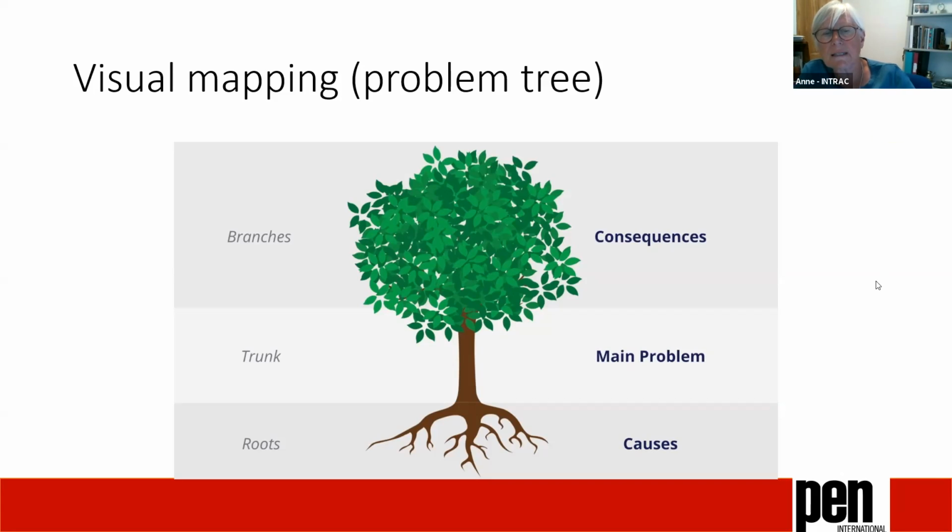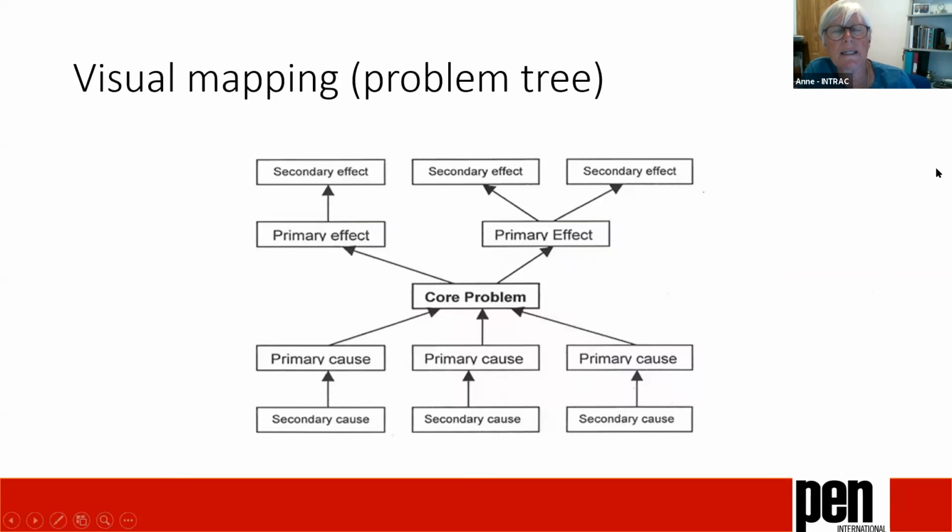Okay, so that's the problem tree as a concept. If we look at the next slide, this is the problem tree. This is how we would map it. So the core problem in the middle, and then you would look at what are the effects from that project. There's two primary effects, and then after that, what happens, and then the secondary effects. And from the core problem, we've got primary causes, what causes that, and then what were the secondary causes that cause the primary causes. Any questions on the visual mapping of a problem tree?